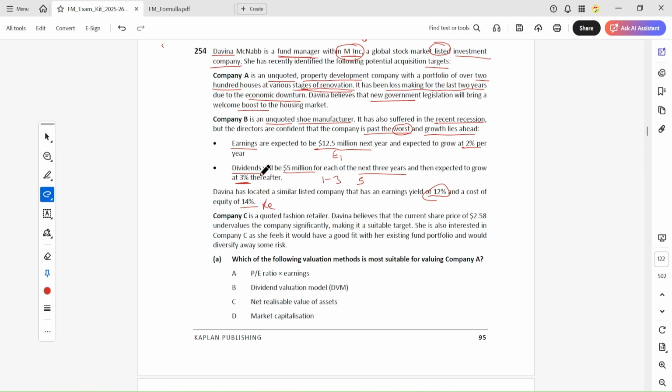Next is company C. Company C is a listed company, which is a fashion retailer. Davina believes that this is the current share price, and this current share price is undervalued, making it a suitable target. That's why she wants to acquire. She is also interested in company C as she feels it would have a good fit with her existing fund portfolio and would diversify away the risk.